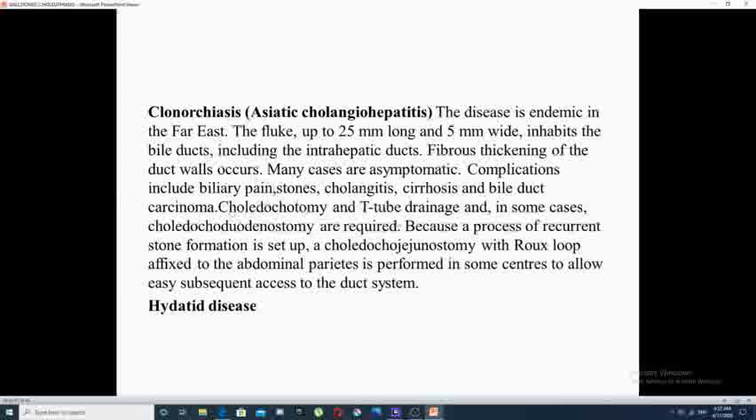choledochotomy and T-tube drainage. In some cases, choledochoduodenostomy may be required. Because the process is recurring stone formation in the choledochal biliary tree, it has been discussed in previous lectures.